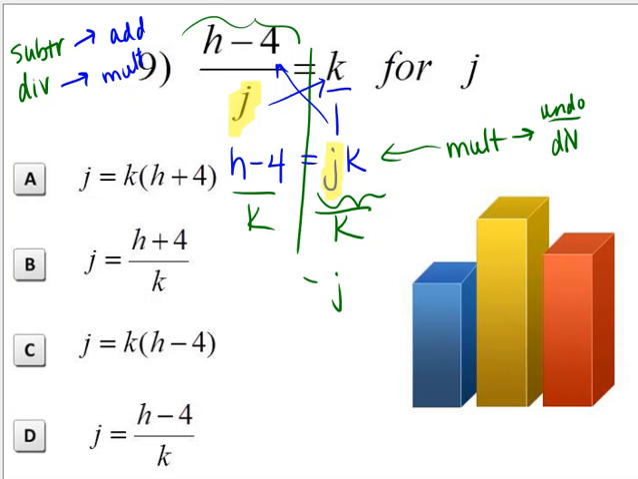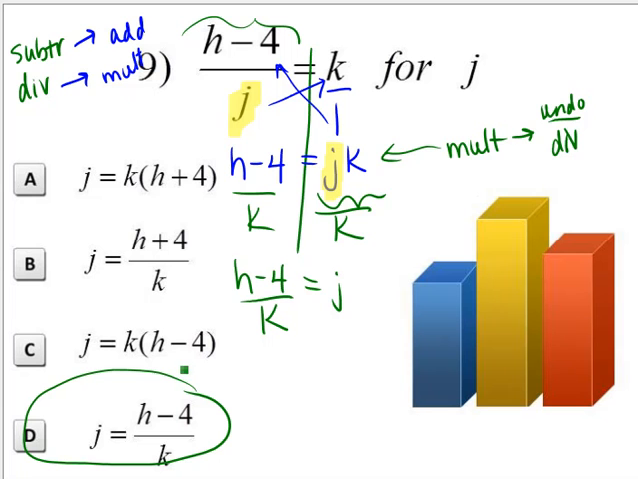This does end up giving me the answer, j equals h minus 4 over k. So that would be choice letter D.